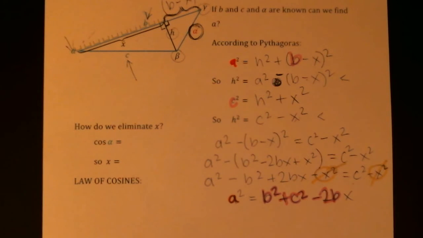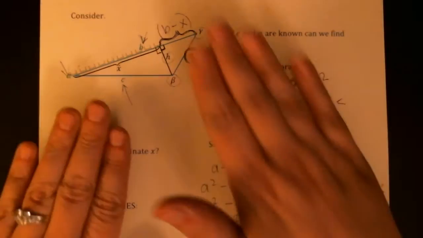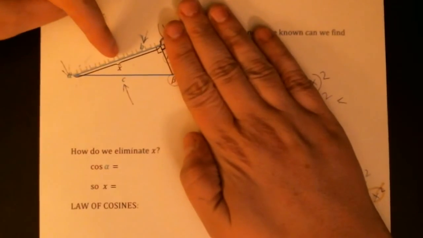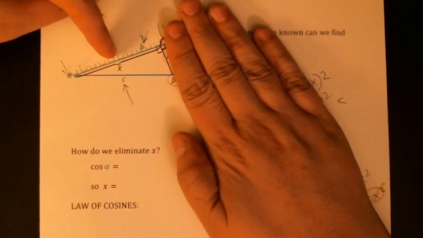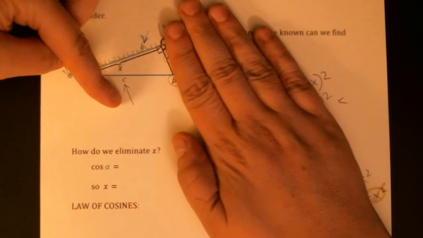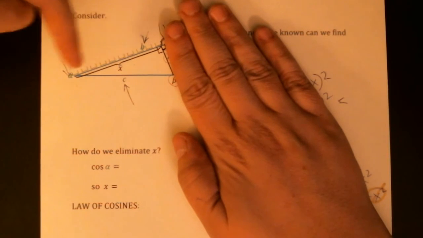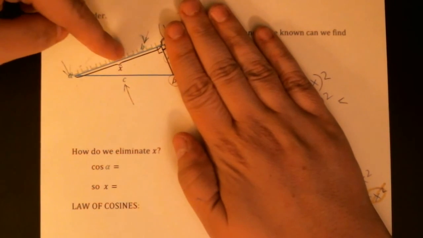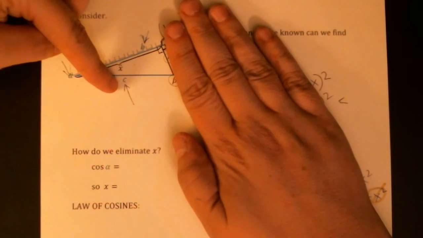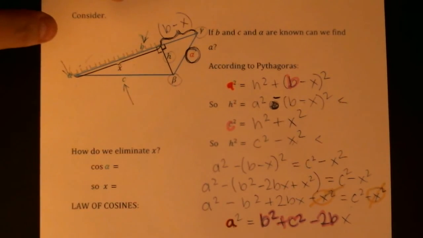So let's go back and look at our triangles again. Looking at this one, this is the triangle that includes side length x. I know angle alpha and side length c. That's enough information for me to solve for x. So if I look at this from angle alpha, x is adjacent, c is hypotenuse. So I should use a cosine, and that's where the cosine comes into play.